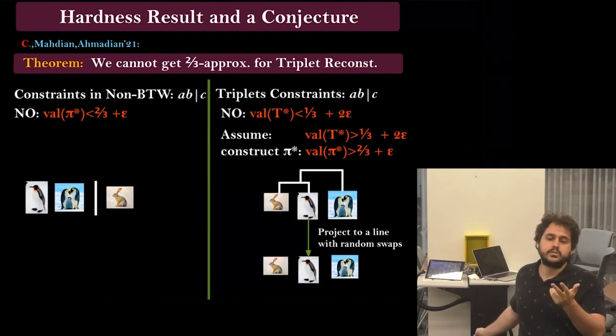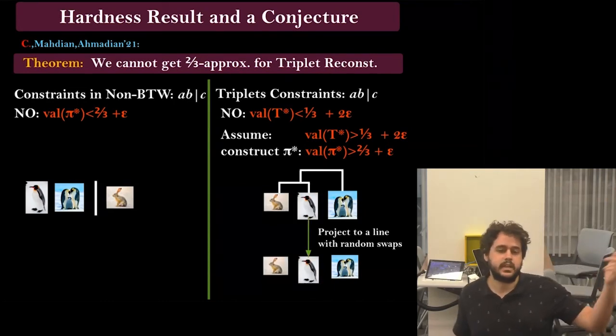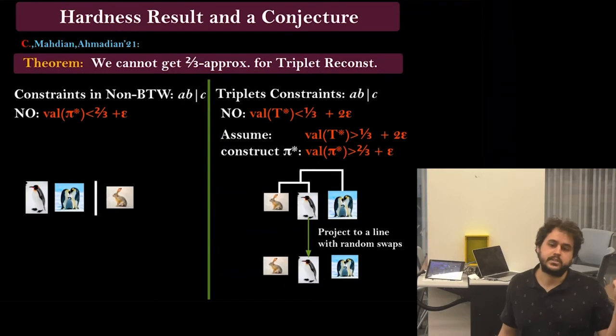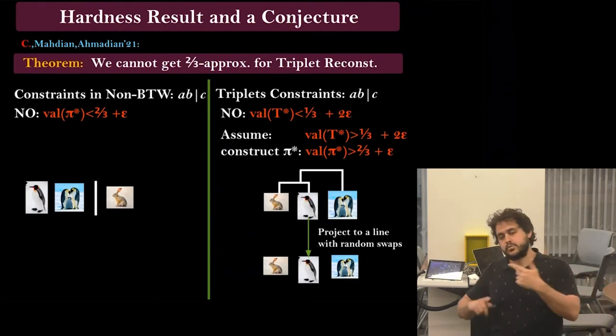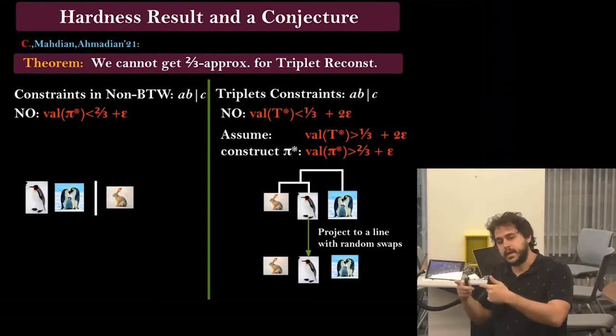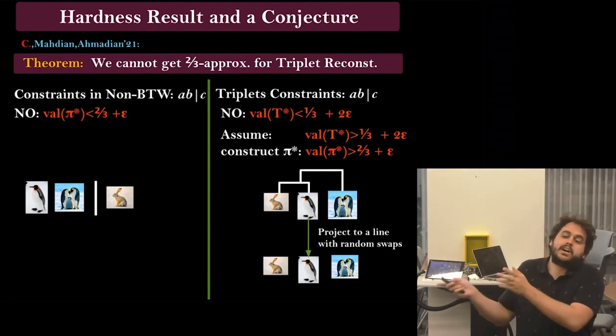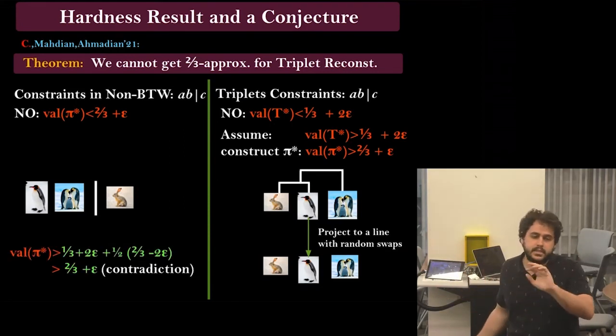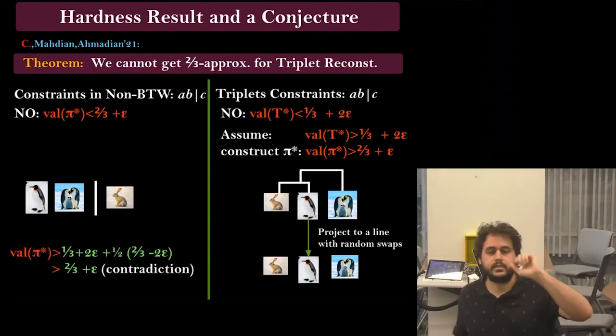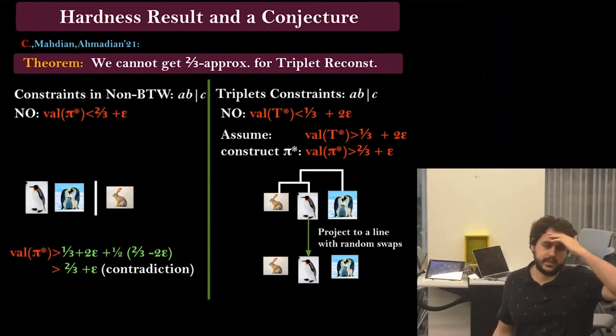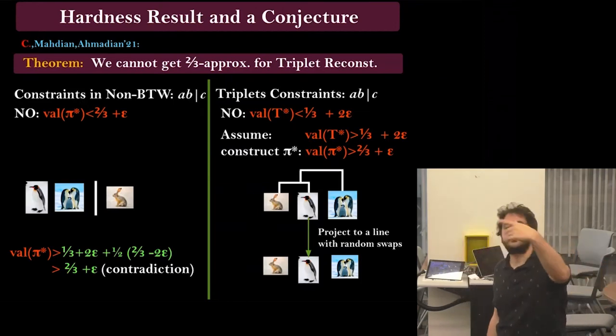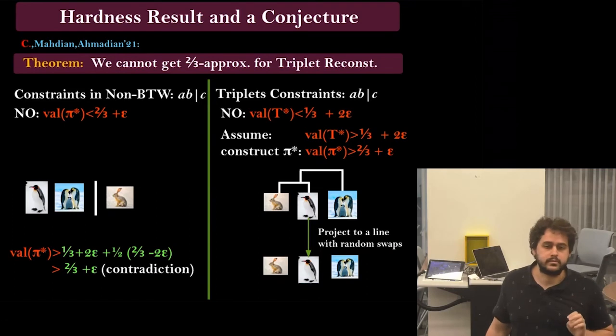But now the permutation is fixed because the rabbit is the leftmost now, and we satisfy the non-between constraint. So we're going to get, with probability 1/2, whatever we violated as well. And if you do the calculation, you get 1/3 from the satisfied triplets in the tree, plus 1/2 of the remaining 2/3. And that's what gives it.